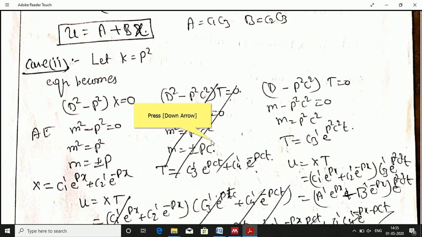Put the values into u is equal to XT. It will be (c1 dash e power px plus c2 dash e power minus px) into c3 dash e power p squared c squared t, or else c1 dash into c3 dash, I call it as A dash, e power px plus c2 dash into c3 dash, I call it as B dash, e power minus px, into e power p squared c squared t.